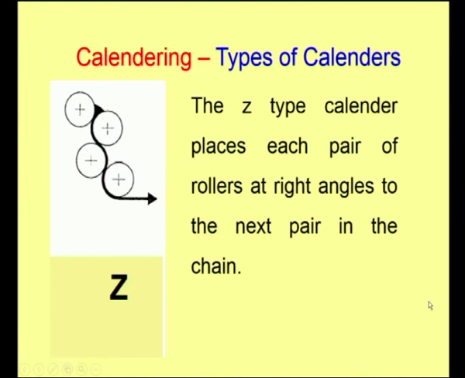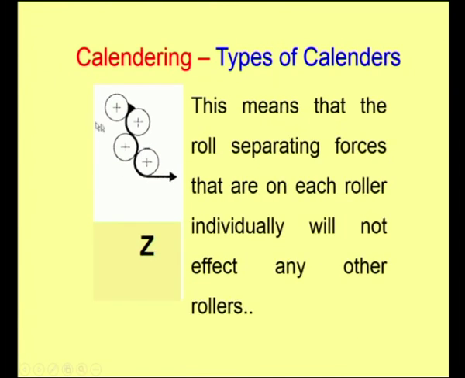And then the most common one is the Z type. The Z type calendar places each pair of rollers at right angles to the next pair in the chain. These two will be at right angles to these two. So, likewise you can have as many Z calendars as possible. Because of this 90-degree displacement between the subsequent rolls, the roll separating forces on each roller individually will not affect any other rollers. That is, the effect will not be carried on.